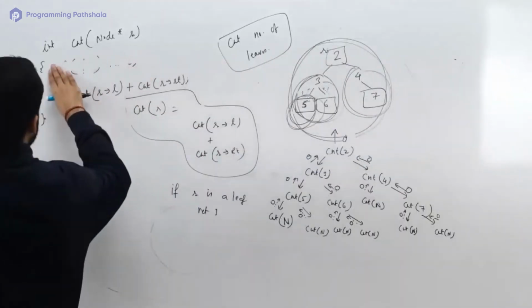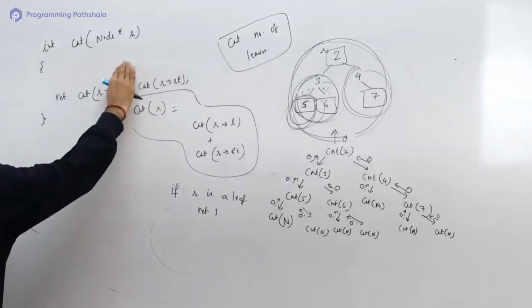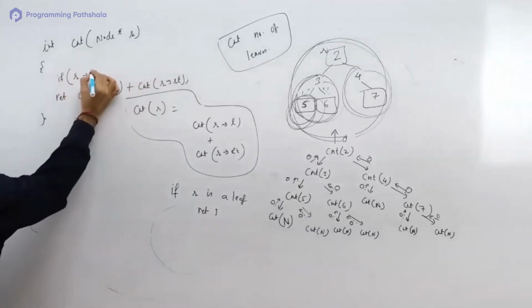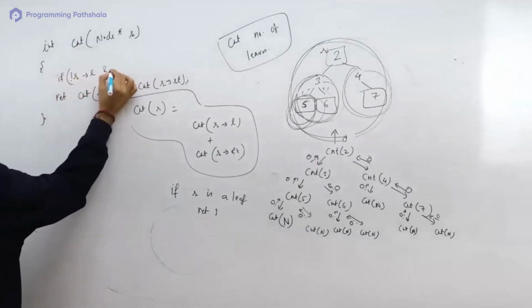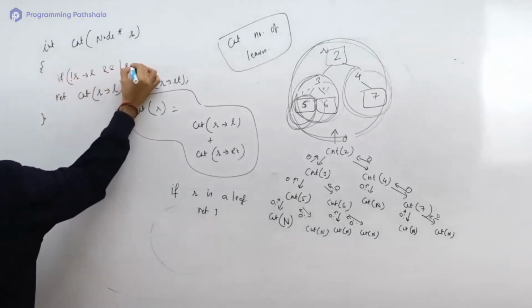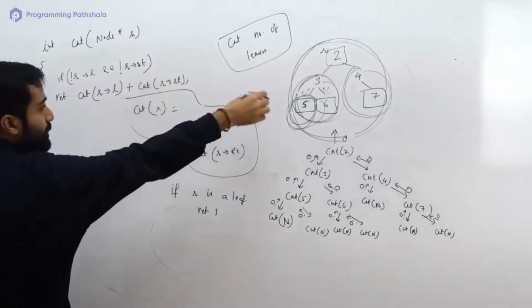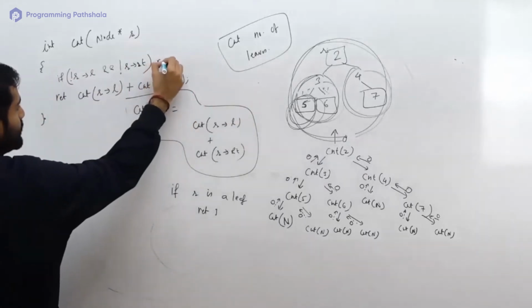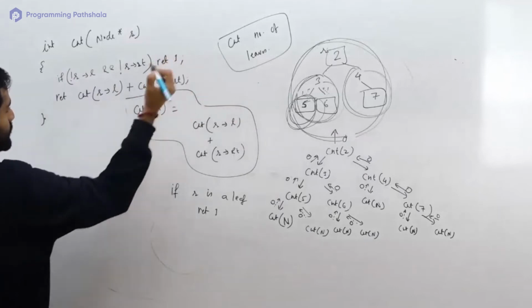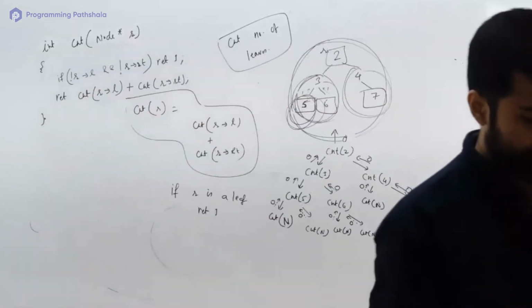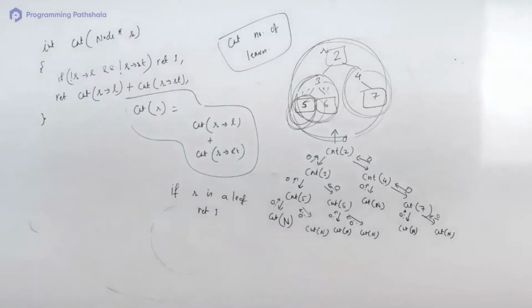So let me change it. I would say if R left is null and R right is also null, that means R is a leaf, and in the subtree rooted at a leaf, there is only one leaf. So I'll return 1 from here. Now, is this code correct? It looks like it is correct, but it can still mess up with me.